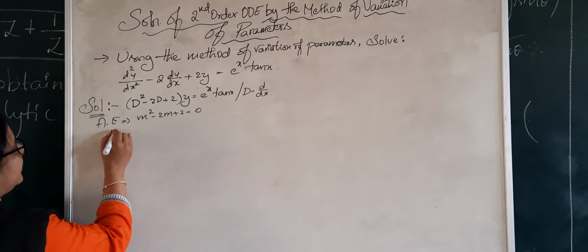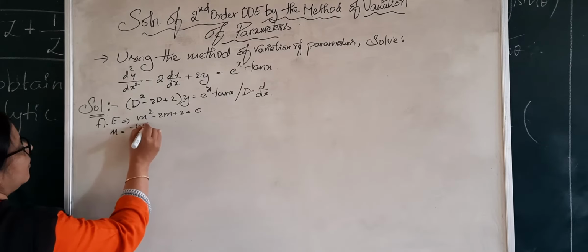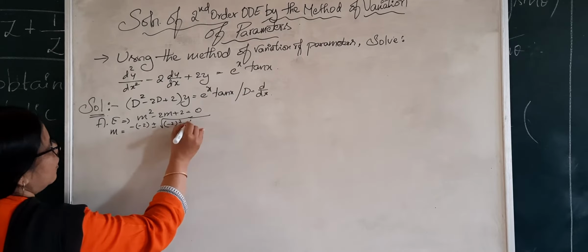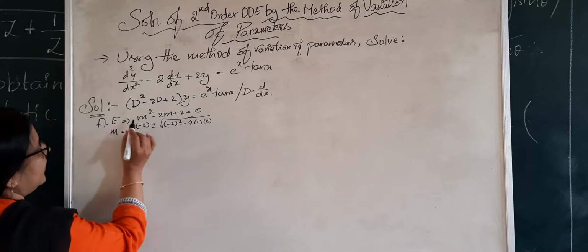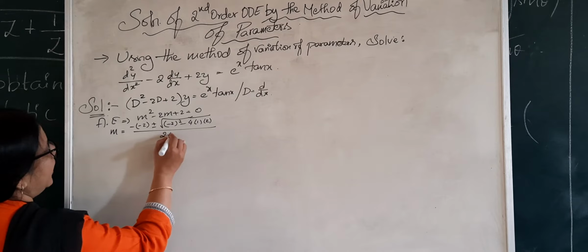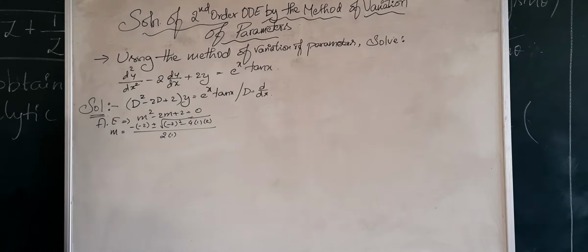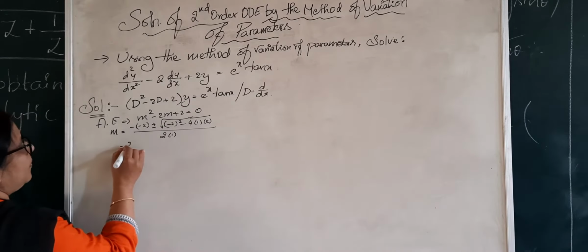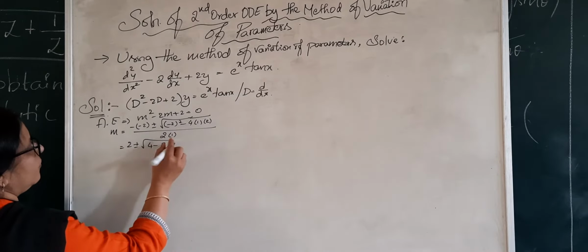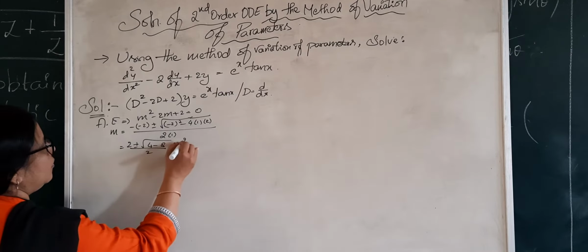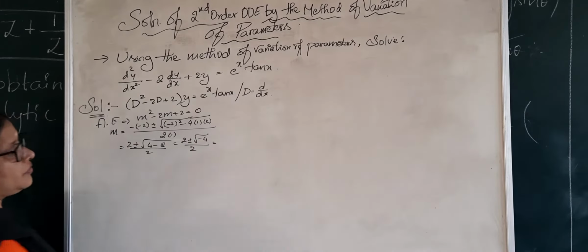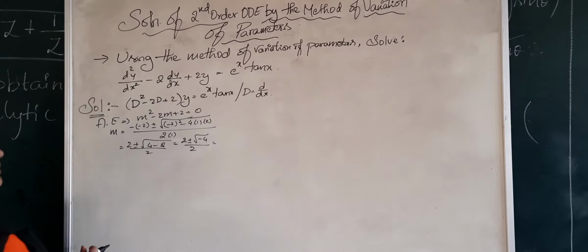Applying the formula method, m is equal to minus b plus minus under root of b square minus 4ac, the whole divided by 2a. Here a is 1, b is minus 2 and c is 2. That is the formula, and I have applied it. So you get 2 plus minus under root of 4 minus 8, that is 2 plus minus under root of minus 4, by 2. There is a negative sign inside the root.